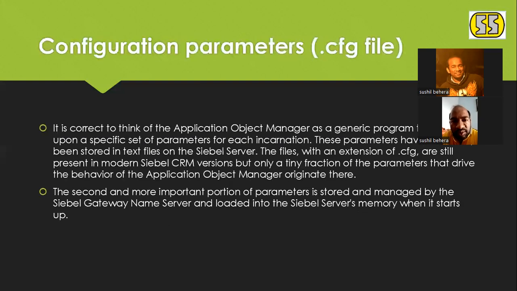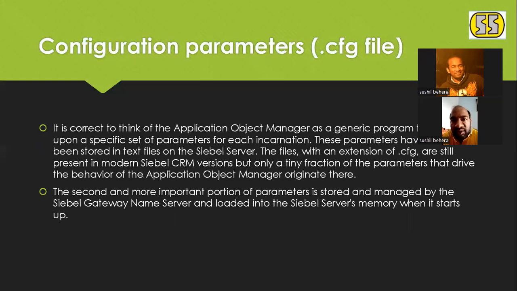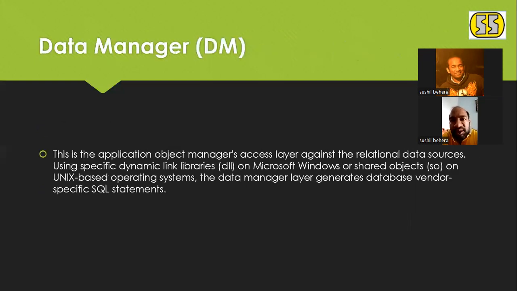Okay, we'll revise just one more time. There is the application object manager. Anything we do from the UI, the application object manager is the component responsible for building our result page. Now coming to the configuration parameter. Configuration parameters are application specific. We have a lot of parameter details which we store in a text file, and we rename it as a configuration file, the CFG file.